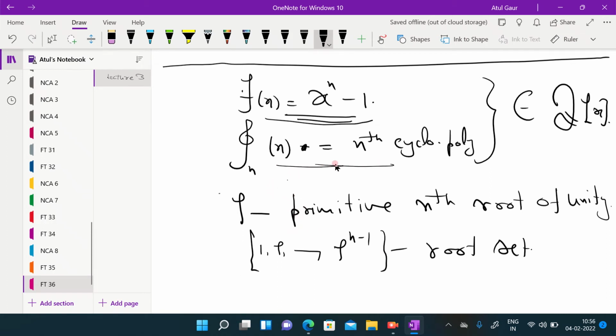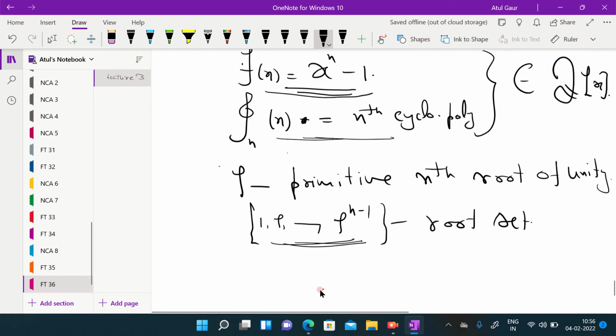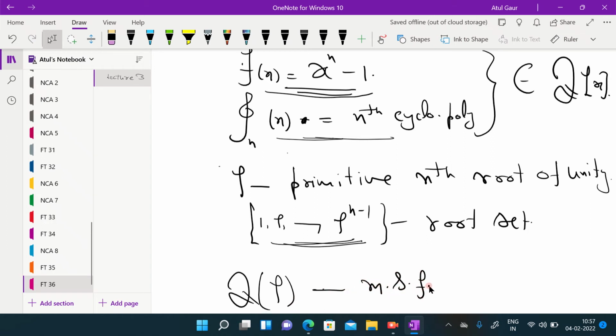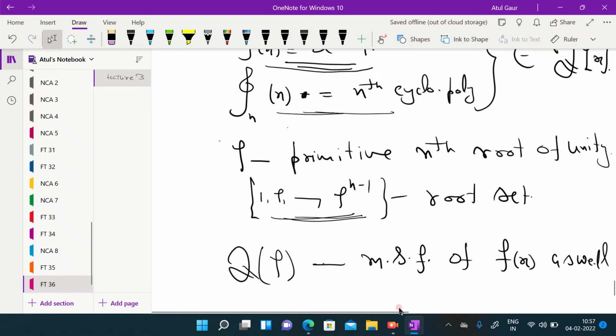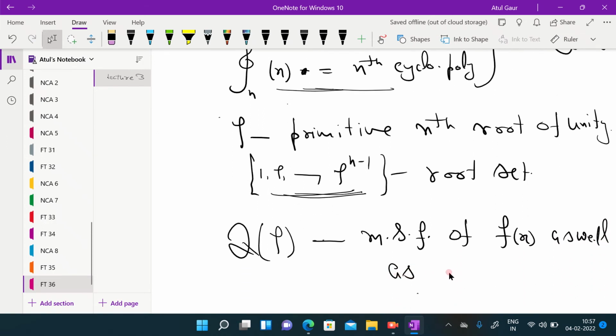Because the roots of phi n x are some of these roots. So the point is, Q rho, I mean both the polynomials have the same minimal splitting field. The minimal splitting field of fx as well as phi n x over Q.